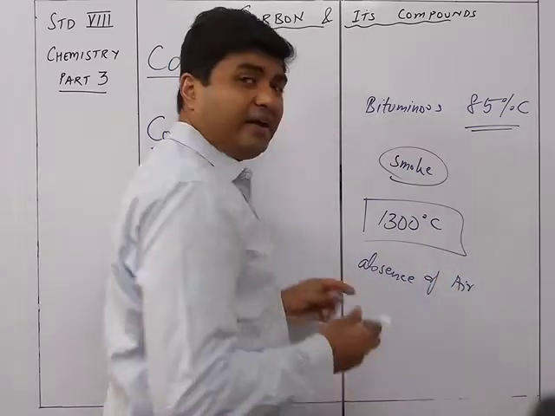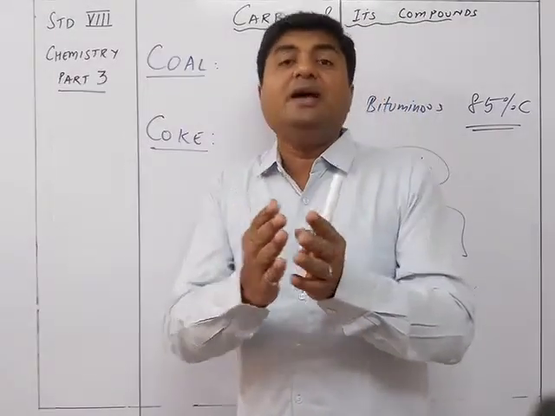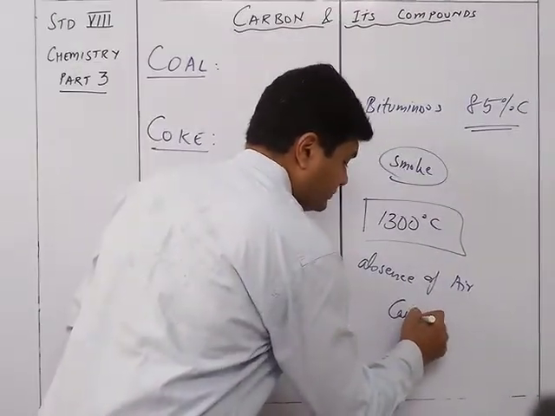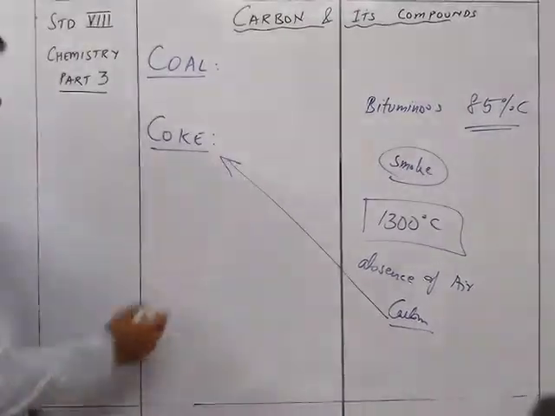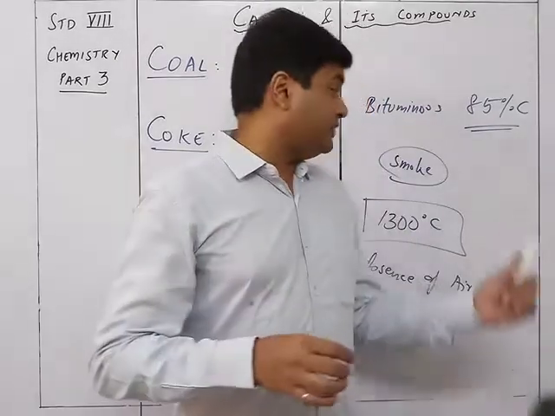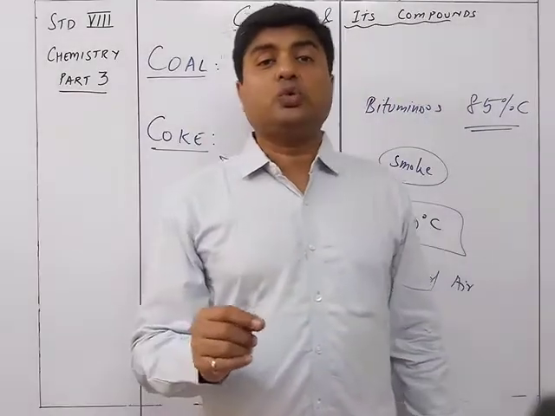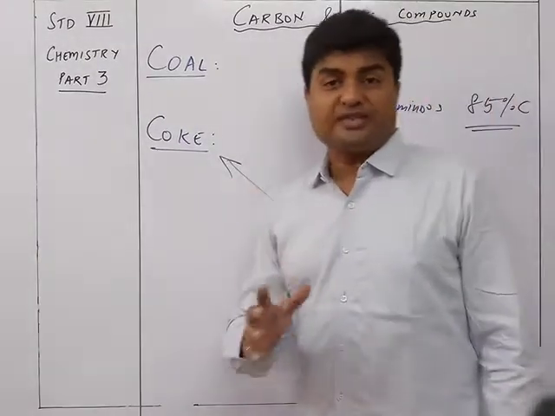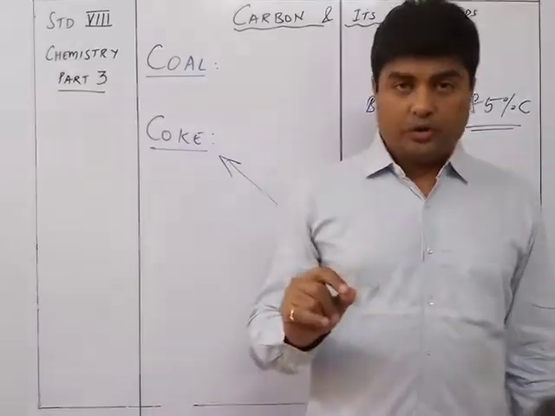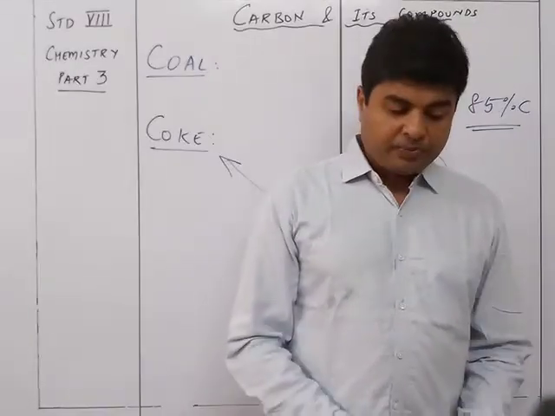So when it is in absence of air, it doesn't completely burn out. What is happening is the impurities present are going to get burned off, and what is remaining is pure carbon. This pure carbon is nothing but coke. So the residue of this particular heating of the bituminous coal at 1300 degrees Celsius in absence of air gives rise to coke. This process is called destructive distillation of coal. Destructive distillation of coal is going to give rise to this particular kind of coke.